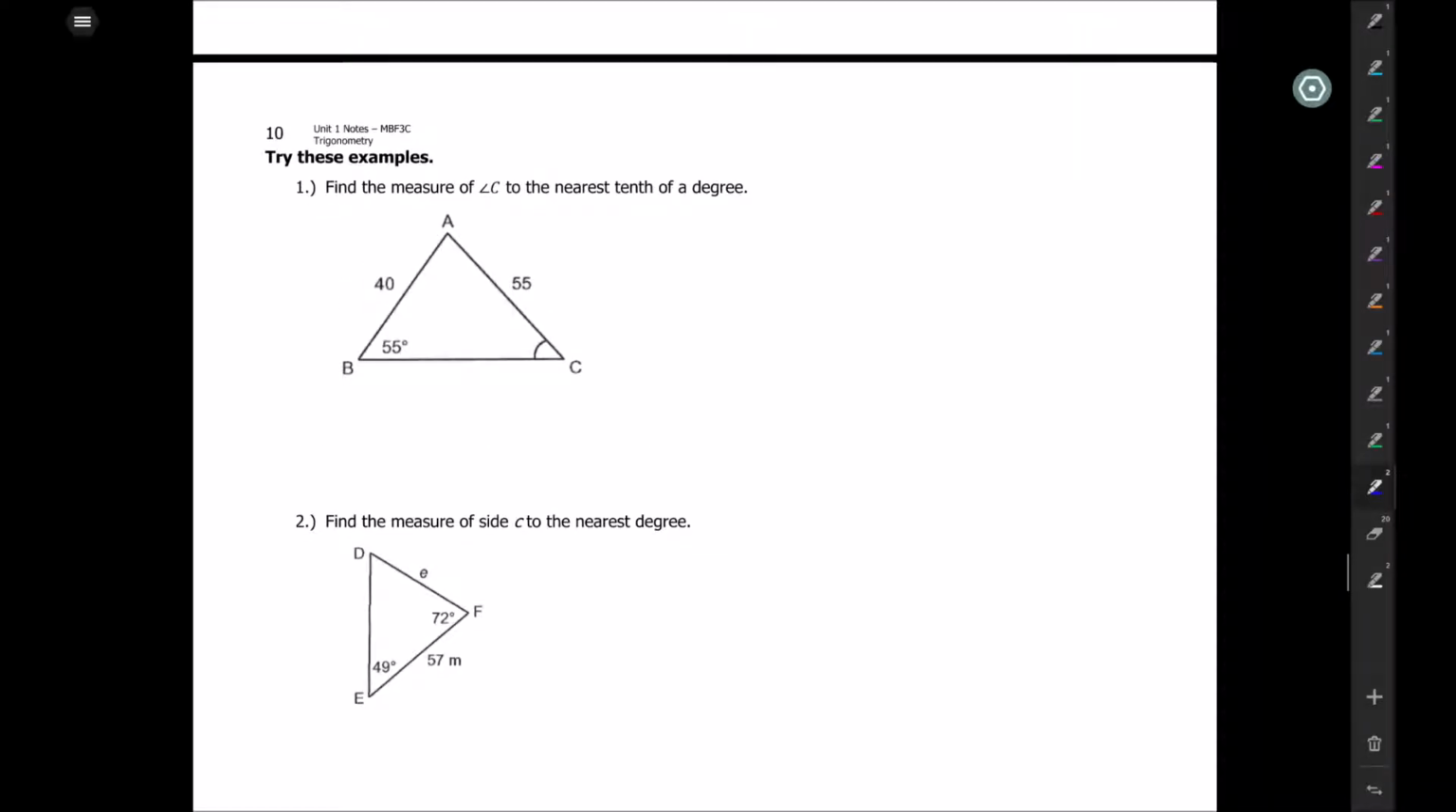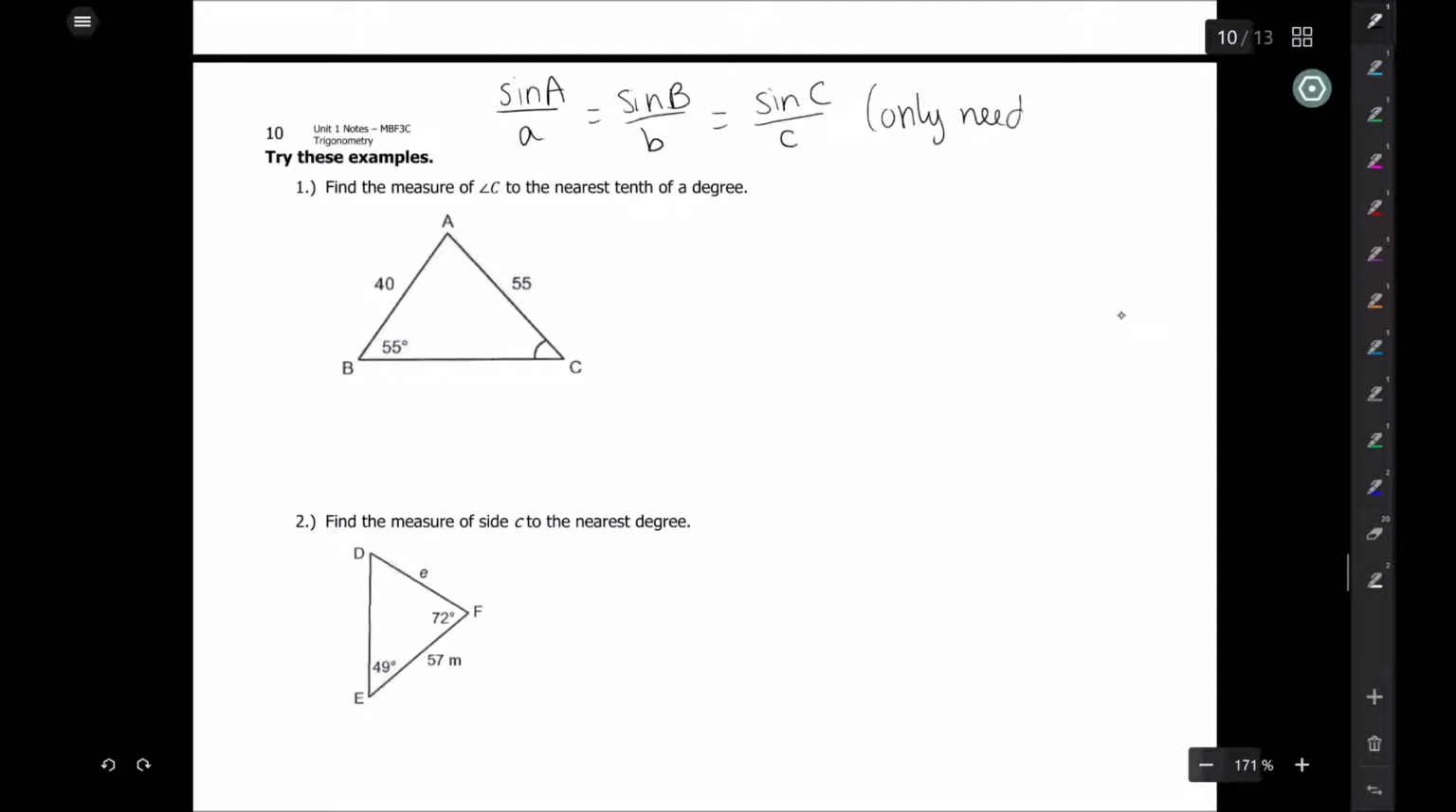Before we move on, I just want to remind you what the sine law is. Remember, the sine law is sine of A over A is equal to sine of B over B, which is equal to sine of C over C. When we have the sine law, you only need two ratios, because in a proportion, it's two ratios that are set equal to each other. So let's see how we can apply this information to question number 1.